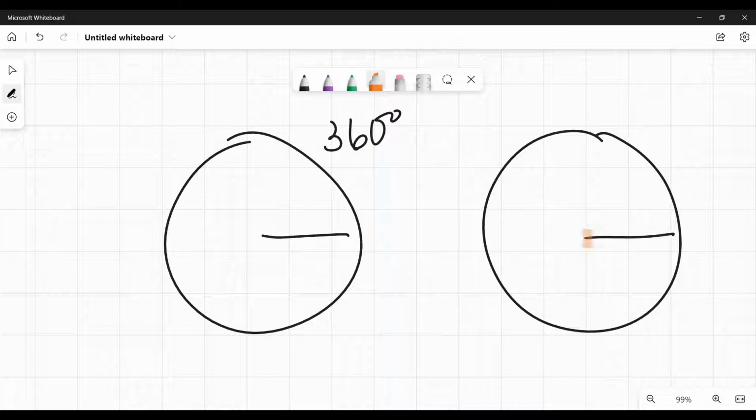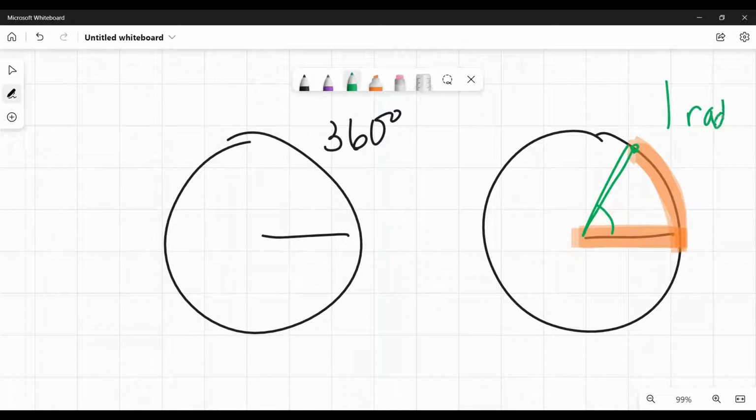Everything with radians is based off of the radius. The idea is, if you took this radius and laid it like a piece of string, imagine a piece of string the length of the radius, and you laid it on the circumference, it would get up to about there. If I then took that and made a little angle out of it, that angle is 1 radian. That's where it comes from.